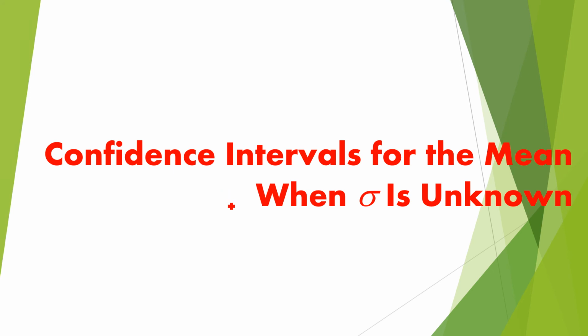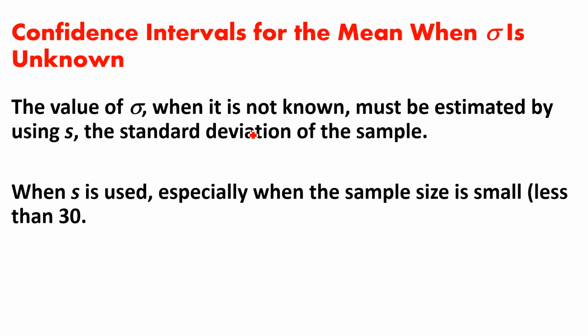In this lesson, I will explain to you confidence intervals for the mean when sigma is unknown. In the last lesson, we discussed when sigma is known. In this lesson, we will discuss when sigma is unknown. First of all, I will explain these lines to you. Then I will give you some examples to show you how we will find the confidence interval when sigma is unknown.